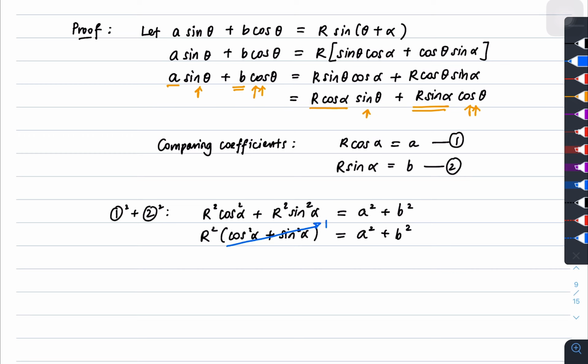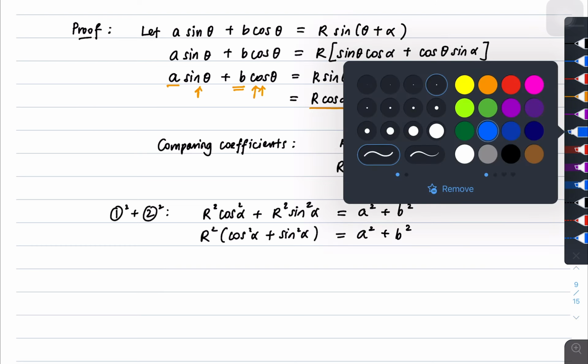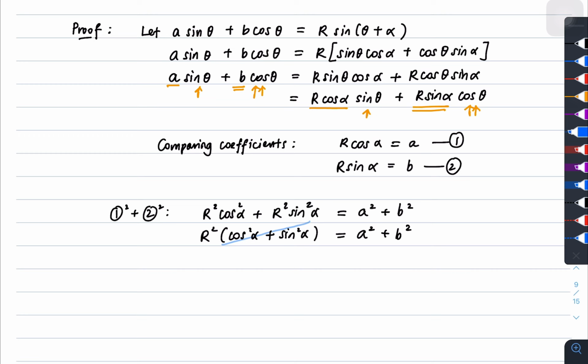Okay, now however, we know from the basic identity that this is going to be equal to 1. So hence R squared is equal to A squared plus B squared, and R will be A squared plus B squared, square rooted. Okay, so this is where we get the R from, how we obtain the R.